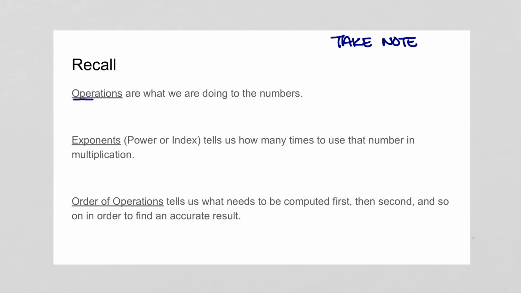So first we're going to recall what operations are. Operations are simply what we're doing to the numbers. So you'll be seeing addition, subtraction, multiplication, and division. Those are operations. When we talk about exponents, you may hear people say power or index. That tells us how many times we're going to use that number in multiplication. And I will go on to talk more about that here in just a little bit. And then finally, order of operations. That just refers to what we're going to do first, what we're going to do next in order to come to an accurate result. Okay, so let's get started.